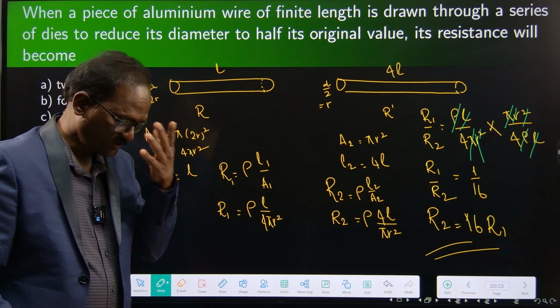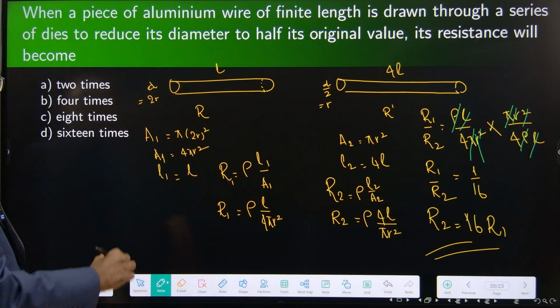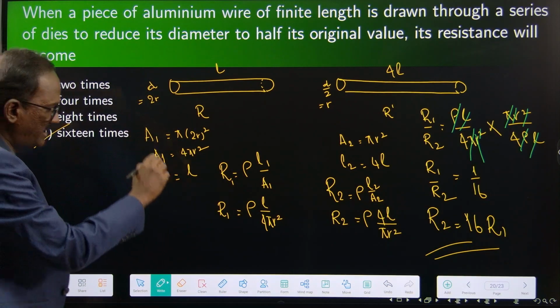R1 is the original value, R2 is the new value. 16 times it is increasing: 2 times, 4 times, 8 times, 16 times.